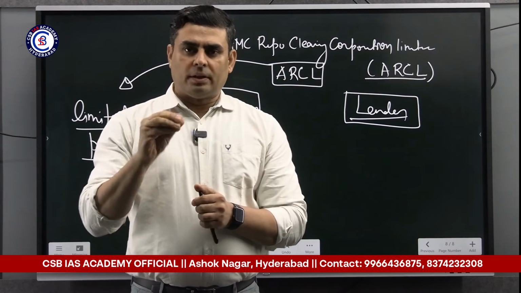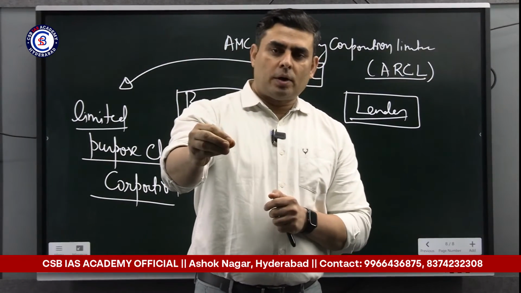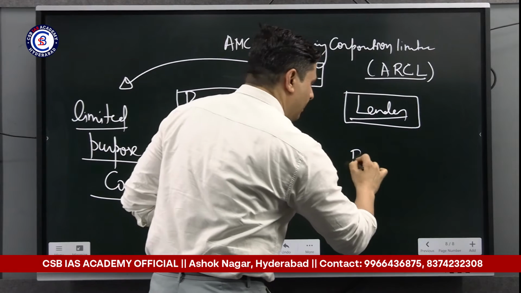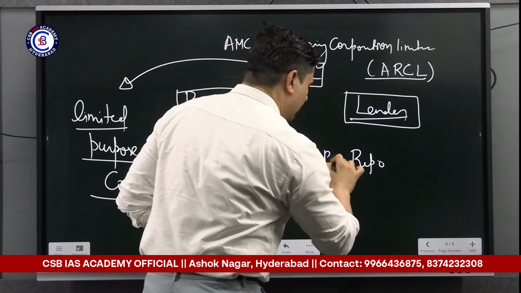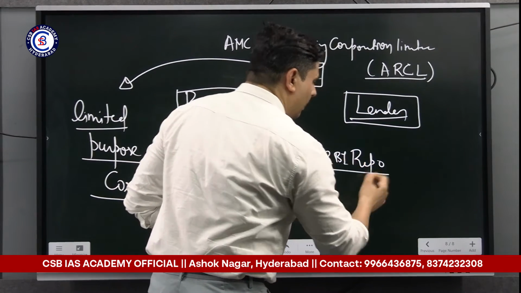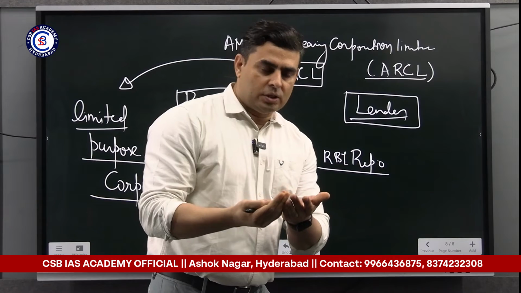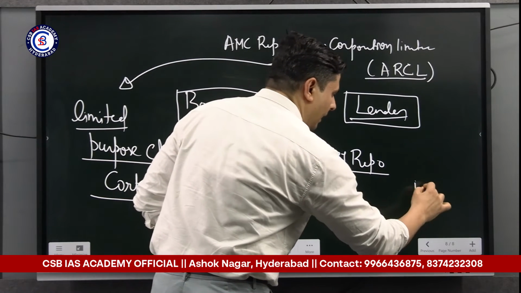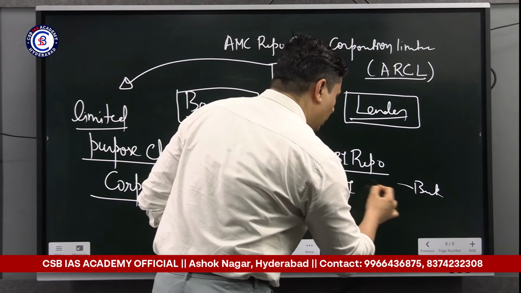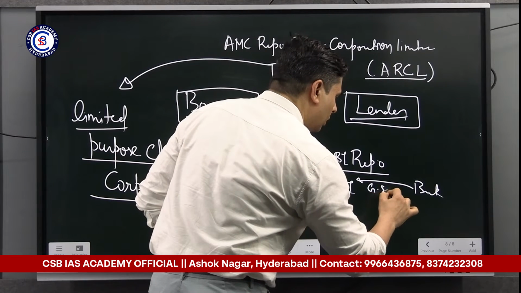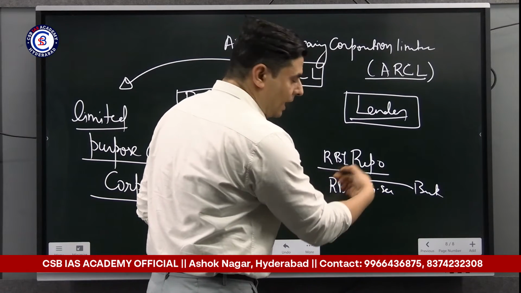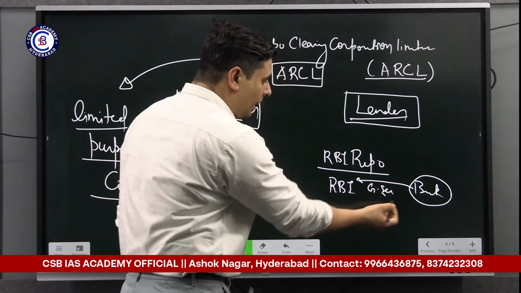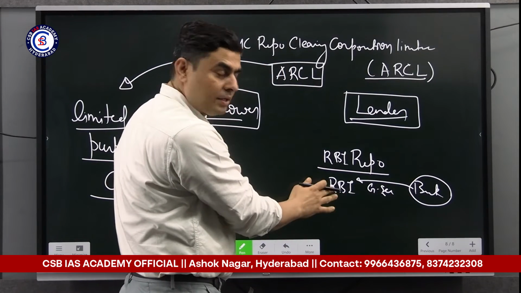Generally, what happens in the repo? Government security, the bank is going to give to whom? In an RBI repo, what we call repo in general, under this there is RBI and there is a bank. The bank is going to give this government security to RBI, and RBI will give the money. Later on, the bank will repurchase this government security and return the money to RBI with interest.